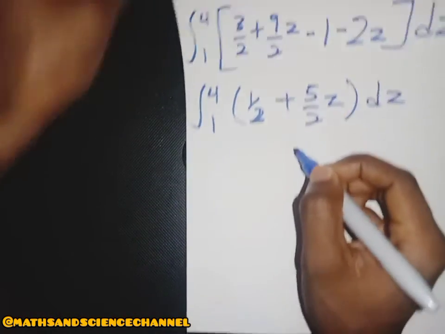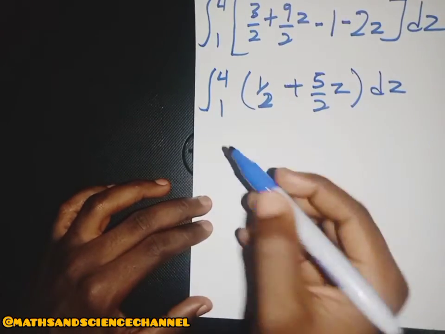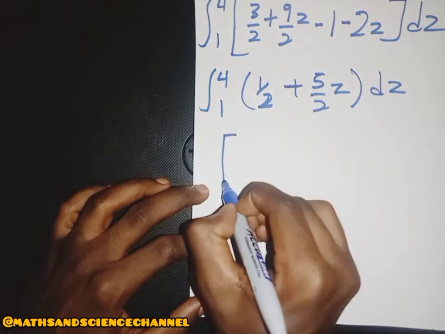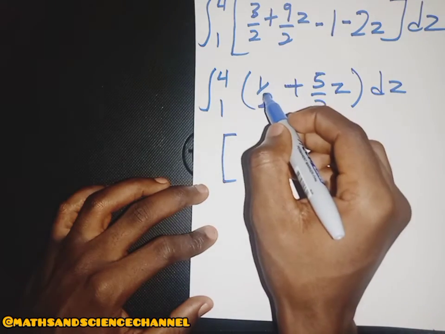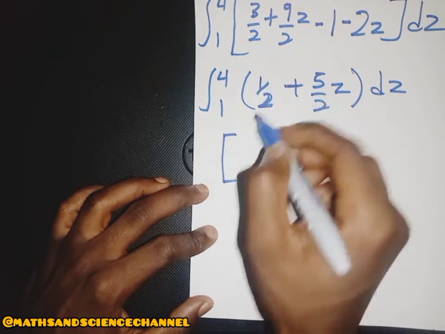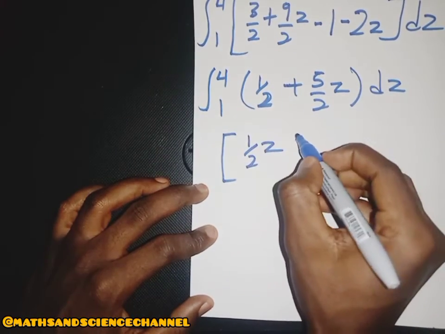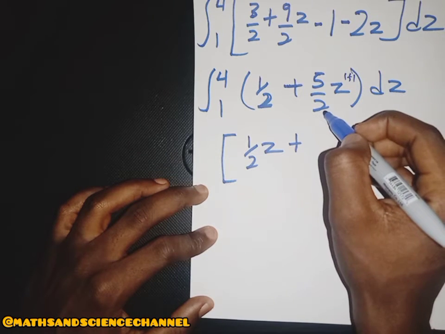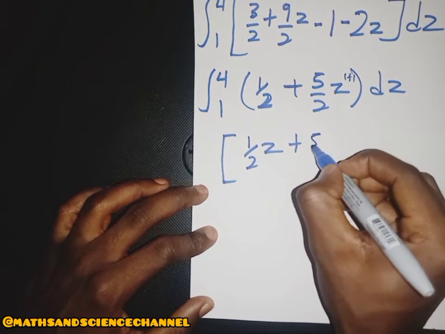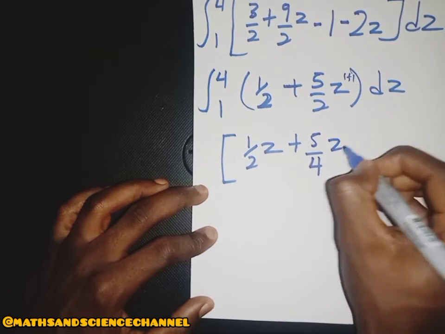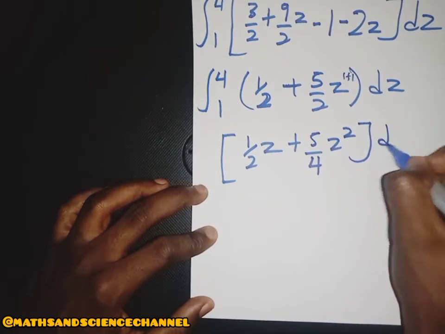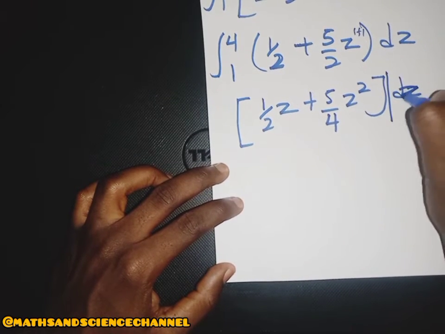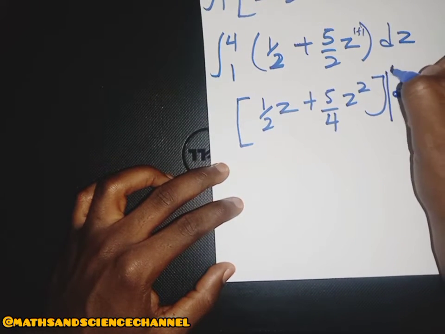Now what is left is with respect to z. So we integrate again with respect to z. Integrating that, we have 1 over 2 z plus, we add 1, so we divide by 2, we get 5 over 4 z squared, with dz. We've already integrated, so we have the limits 1 to 4.